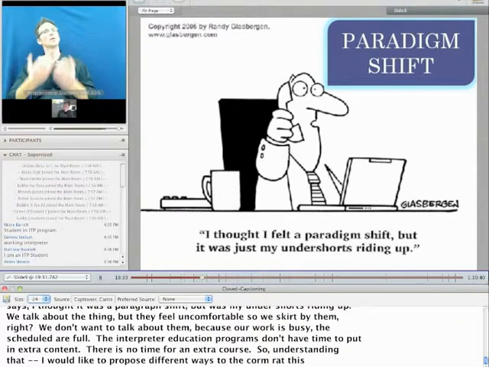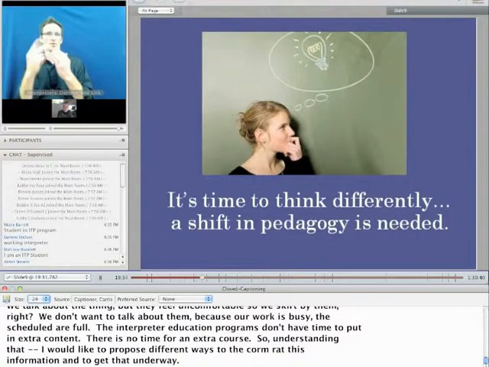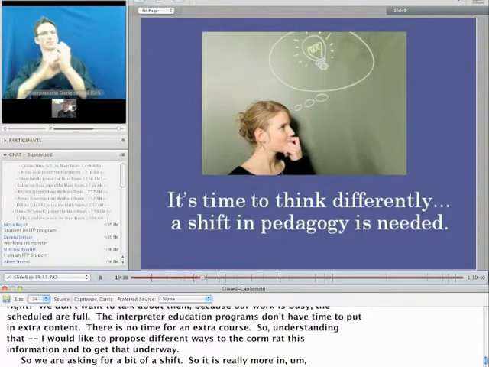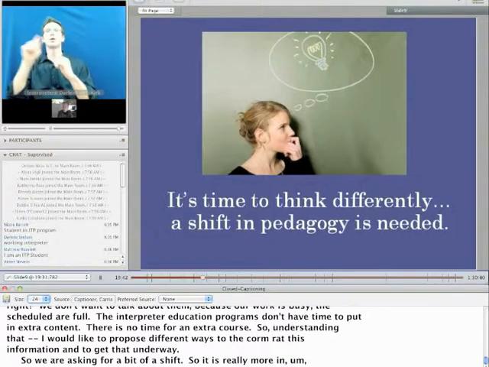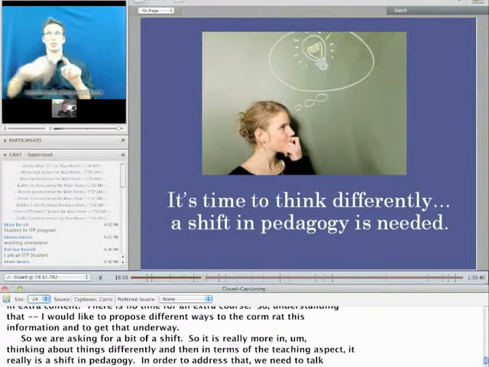So we are asking for a bit of a shift. It's really more about thinking about things differently. And in terms of the teaching aspect, it really is a shift in pedagogy. In order to address that, we need to talk to folks like you, people who are out there in the field as the educators carrying on a message.